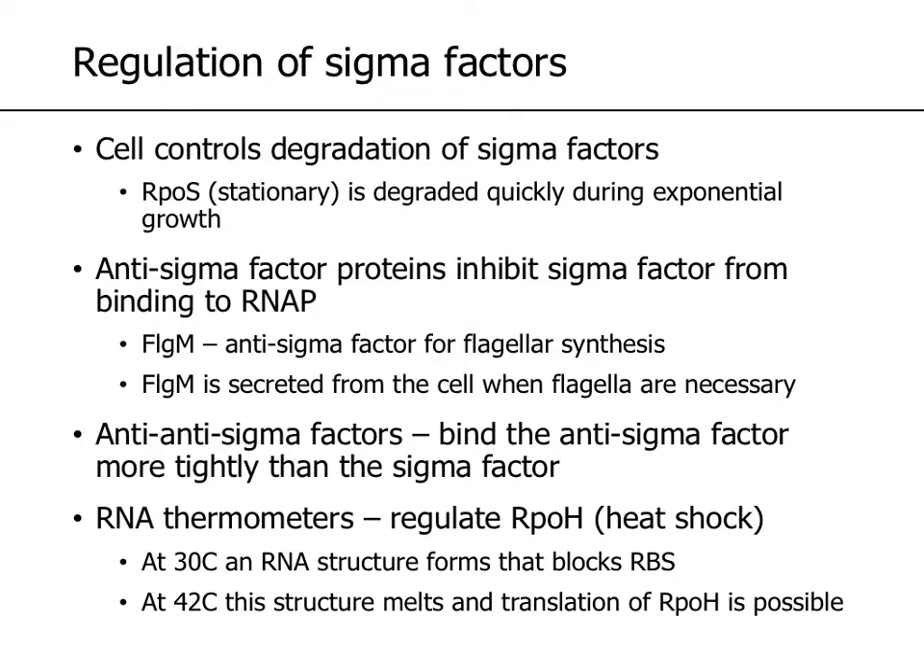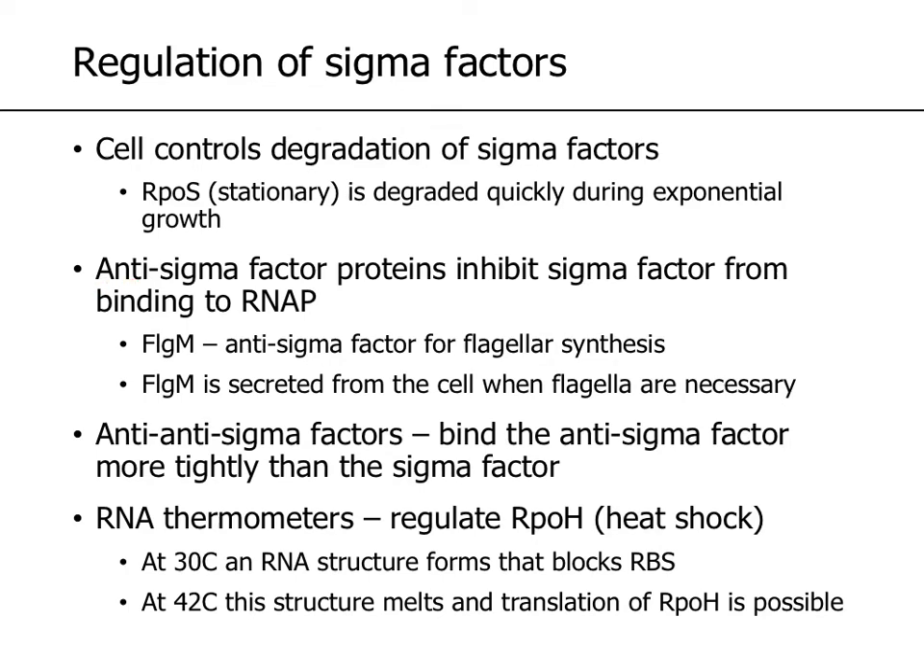There are different ways that cells control the process of making the sigma factors themselves, so we'll go through a couple of examples. The first one controls the degradation of the sigma factor. RpoS is the one that controls the genes needed in stationary phase, and the cell controls how fast it's degraded. During exponential growth, RpoS gets degraded really quickly. During stationary phase, everything is slowing down, right? The cell's not actually growing. That's when RpoS doesn't get degraded, and it can then go and turn on the stationary phase genes.